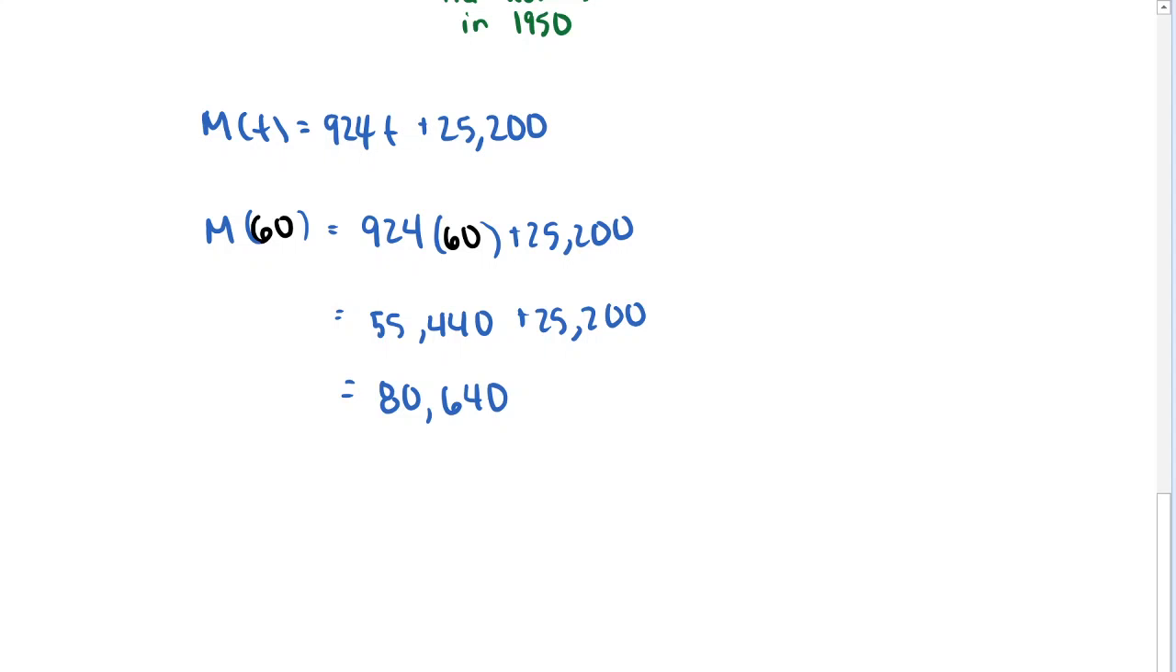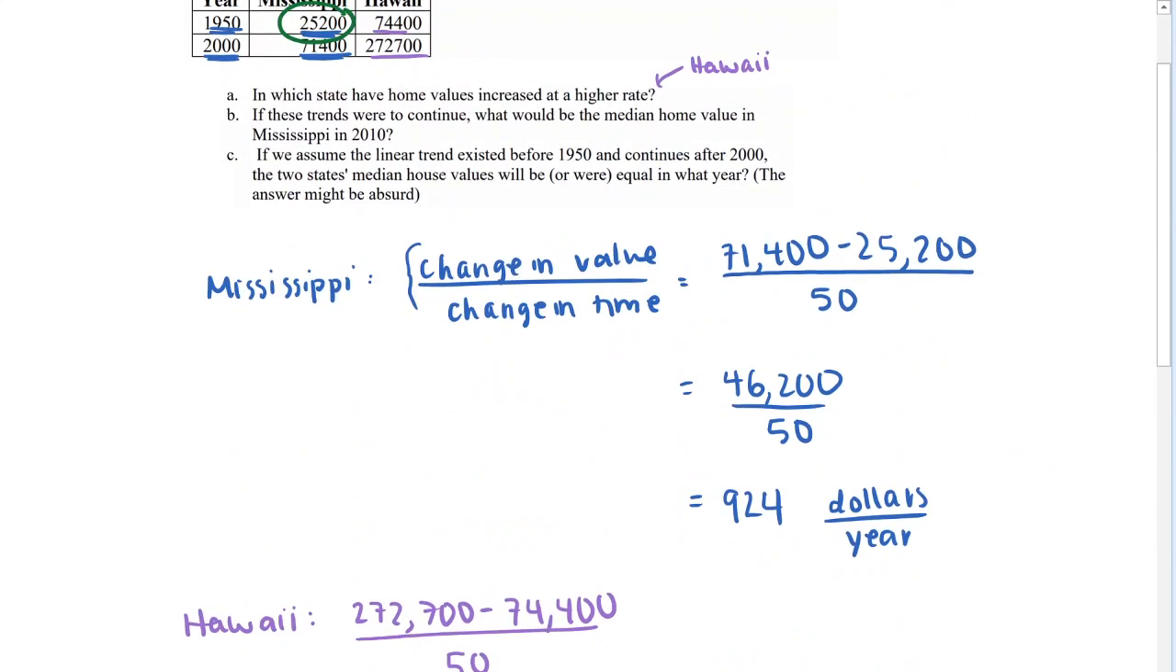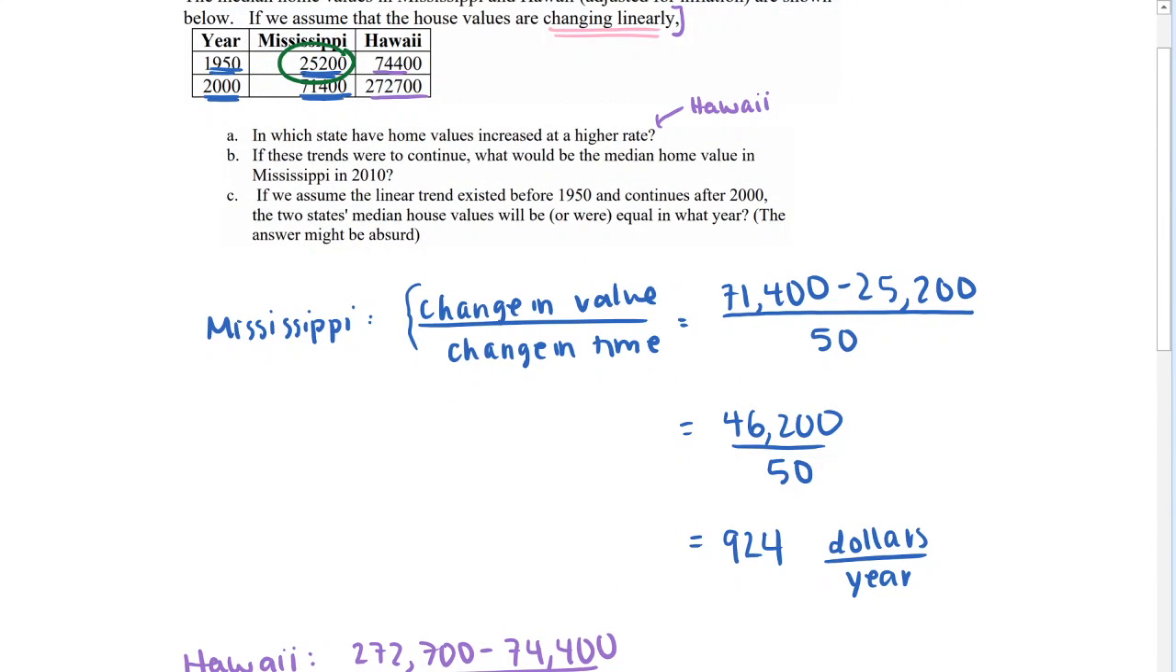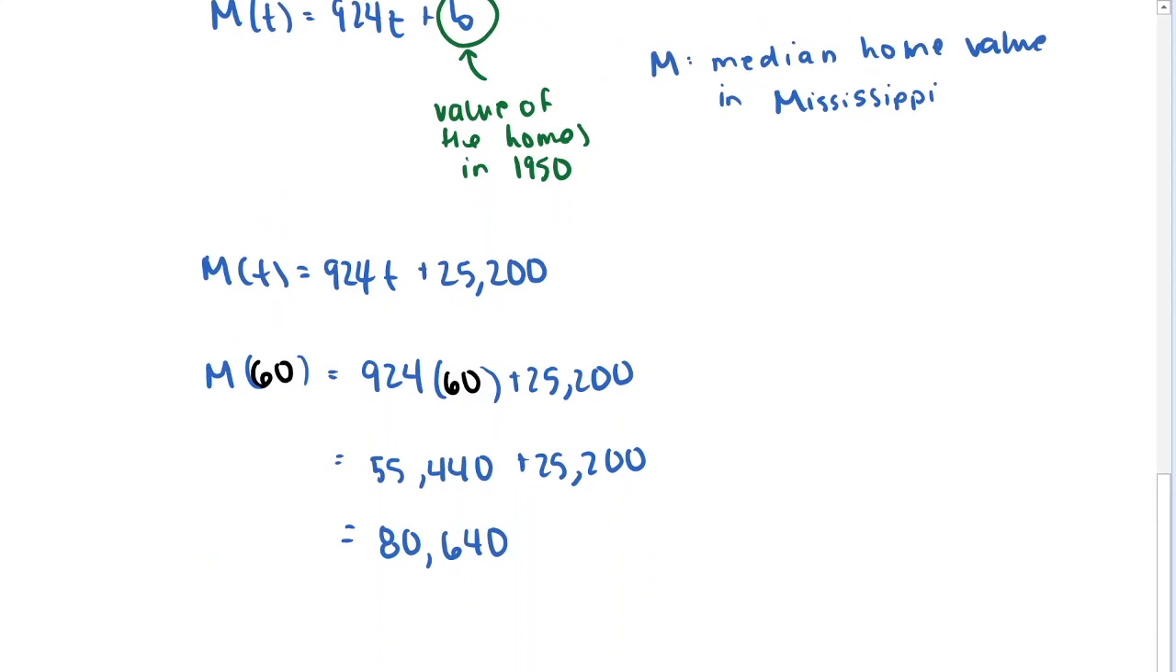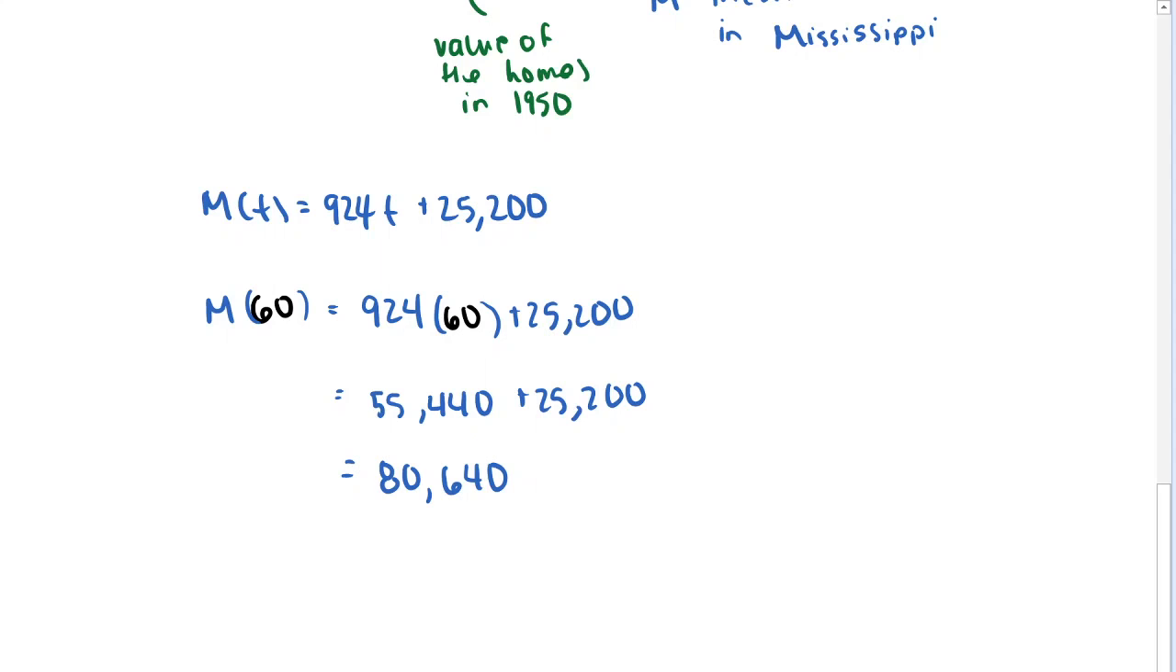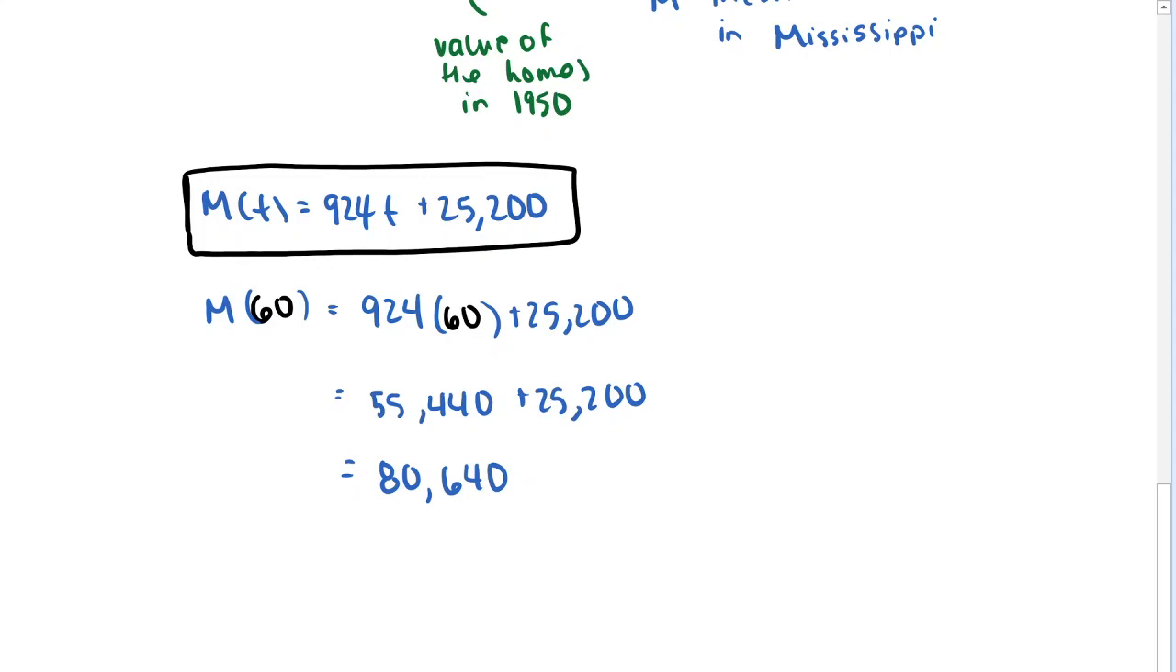Okay, and so the last part of this question asks us to find, it says, if we assume that the linear trend existed before 1950 and continues after the year 2000, we want to figure out when the two states' median house values will be or were equal. We want to figure out when these two states had the same median home value. So we want to find the point of intersection. So we want to take this function that we have, and we want to set it equal to a function that we can make for the median values of the home in Hawaii.